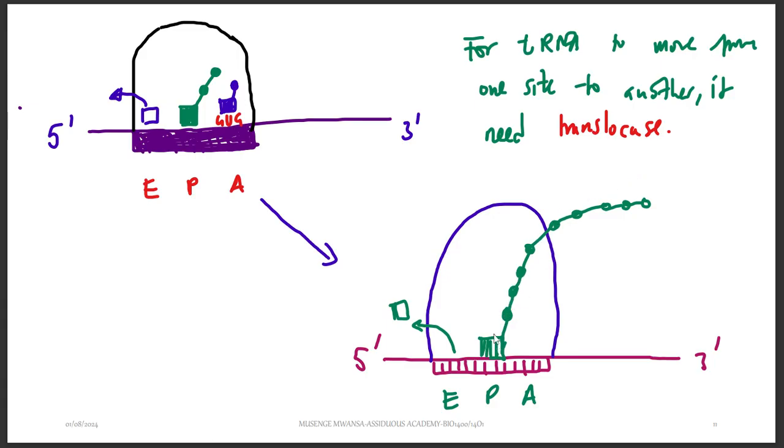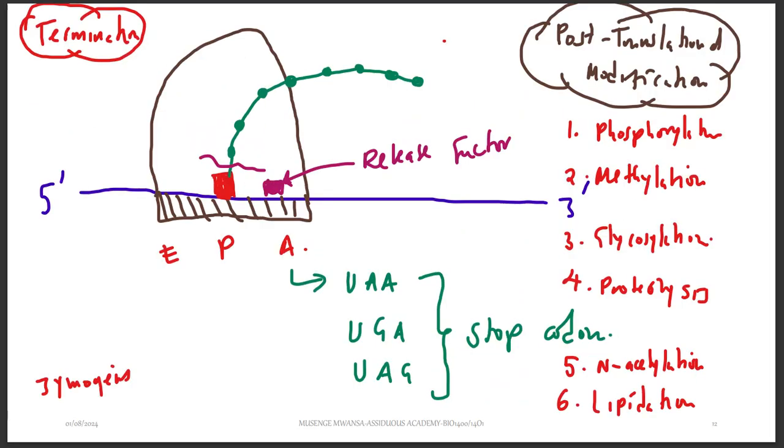Okay, so the long chain, can you see that the long chain is being formed in the P site? But for the tRNA to move from A site to P site, from P site to E site, you need another enzyme which is known as translocase. Okay, and this will continue, and that is elongation.